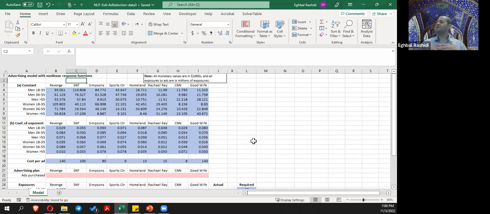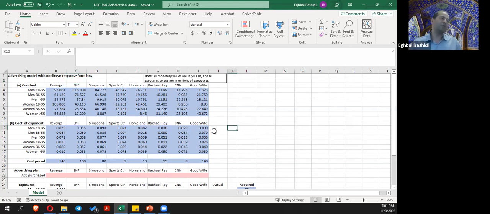What we did was we found an estimation of the exposure as a function of the number of ads using an exponential function, right? That was a very small sample of data. It doesn't make sense to use that, but it was very small.